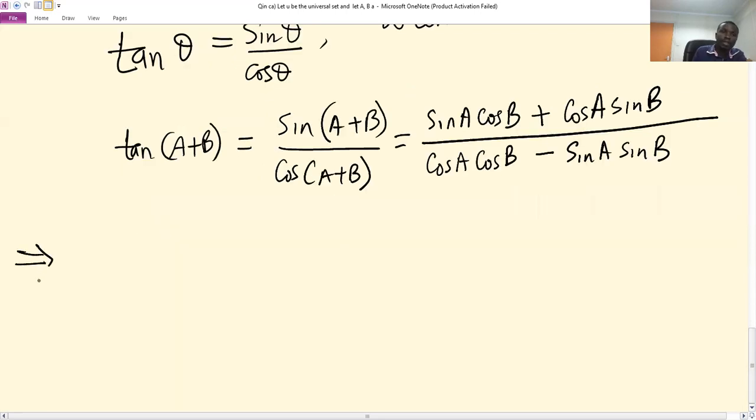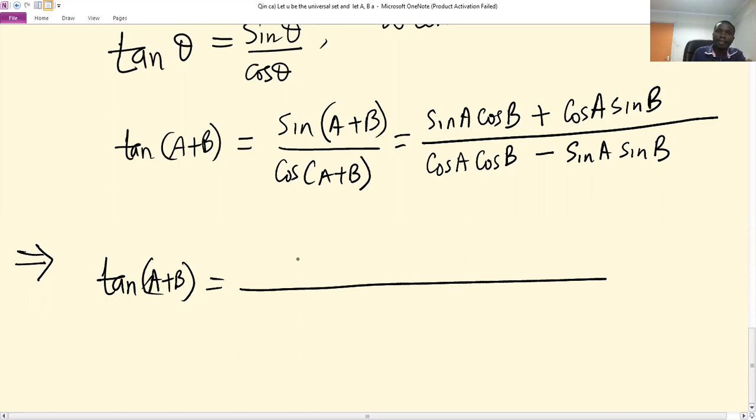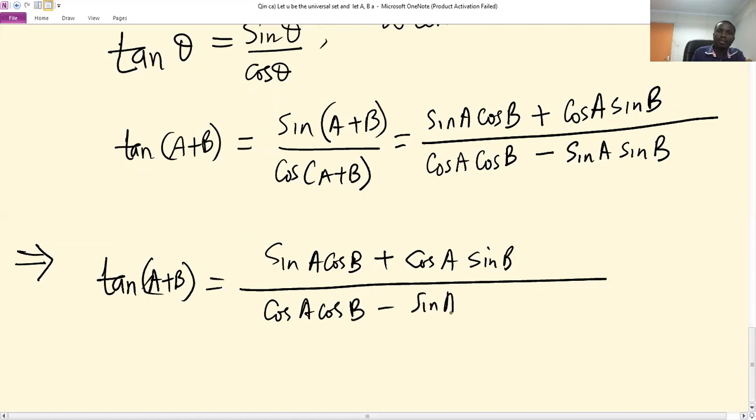So which means that tan of A plus B is the same as sine A cosine of B plus cosine of A sine of B, over cosine of A cosine of B minus sine of A times sine of B. Now what we do to this expression, we multiply it by 1.